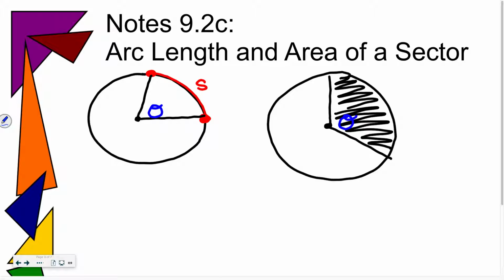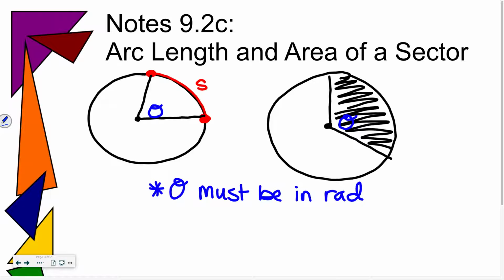Now, you are probably more comfortable naming thetas. Like if I said estimate theta, you're probably more comfortable estimating thetas in degrees, right? And I totally get that. And sometimes in an arc length or area of a sector problem, you may be given an angle in degrees. But the thing is, we're going to look at it from the perspective of radians. Okay, so we're going to assume theta is in radians. Theta must be in radians for both of these pictures.